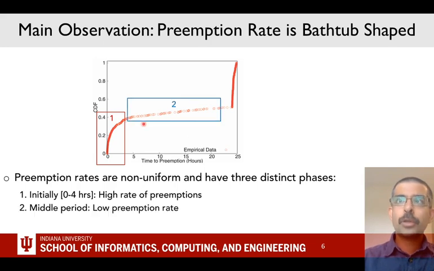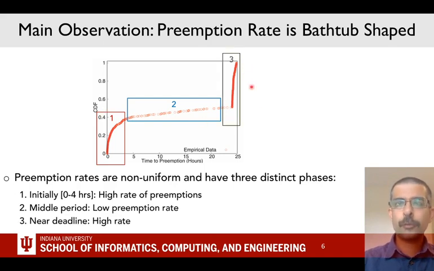Then the VMs encounter a second middle period, which is characterized by low preemption rates. VMs that survive this initial high preemption rate period enjoy a relatively low probability of preemption. For example, even till the 20-hour mark, only less than half the VMs are preempted. And finally, near the deadline of 24 hours, all the VMs must be preempted, and so we see a very sharp increase in the failure rate.